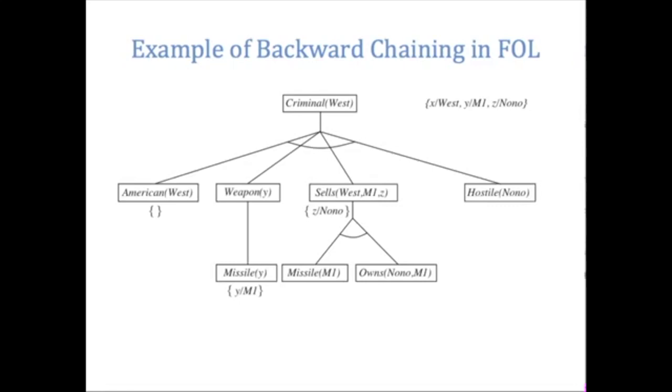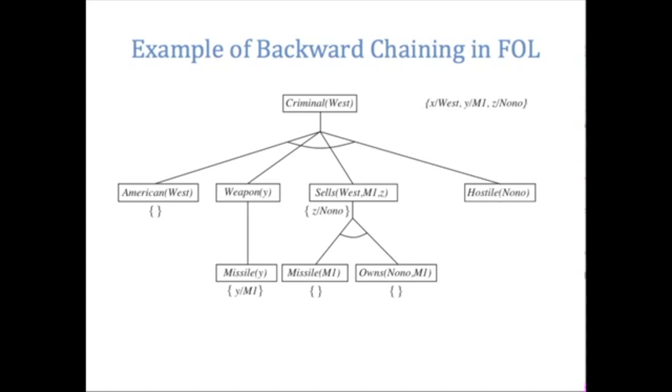We then look at trying to prove that West sells M1 to Z, and with the substitution No for Z, we can do that if M1 is a missile, and that's true, and No owns M1, which we will find out is true in a minute. We'll just have to prove it. So sure enough, we know that M1 is a missile, and we know that No owns M1, because those are ground clauses.